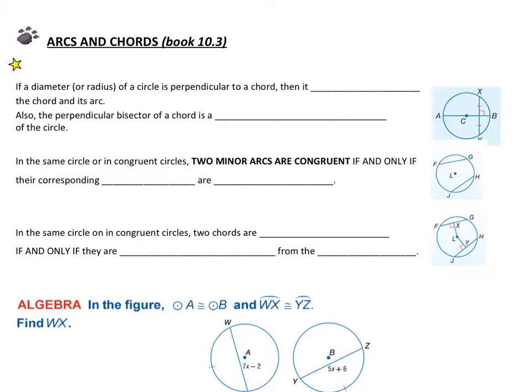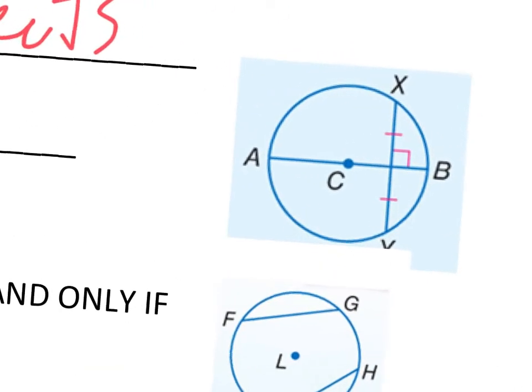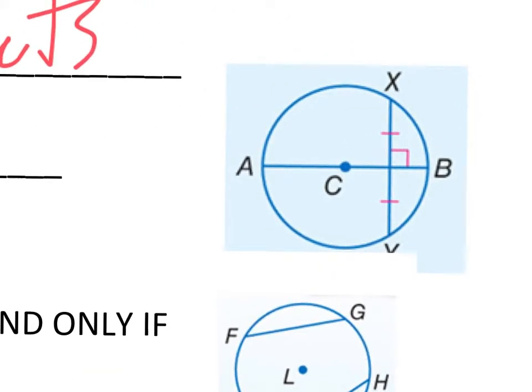Okay, and today we are looking at arcs and chords and some properties of arcs and chords. The first thing we're looking at is if we've got a diameter or a radius of a circle and it's perpendicular to a chord, then it bisects the chord. We see that example right here. We've got a circle with a radius or diameter, and we have a chord here, and we're saying that if it is perpendicular, it's going to split that chord into two congruent segments.